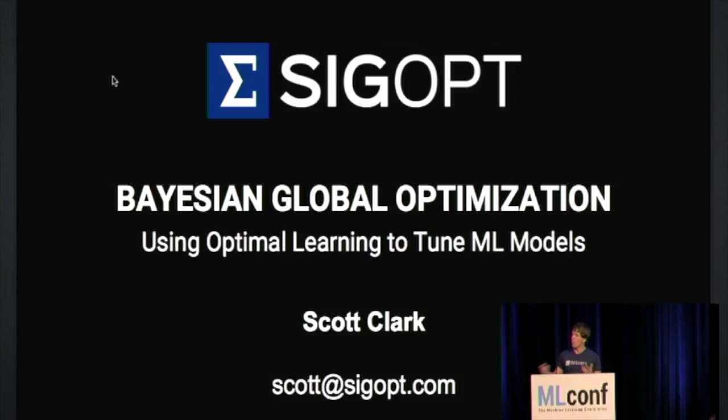You kind of have to figure out the best configuration to get the most out of these systems that you've built. So what I'm going to talk to you about today is how you can apply techniques from Bayesian optimization and optimal learning to help you solve these problems. And I'm co-founder and CEO of a company called SIGOPT that does this as a service, but this talk will be mostly about how you can apply these methods and a little bit of intuition behind why they work better than what people tend to do today.